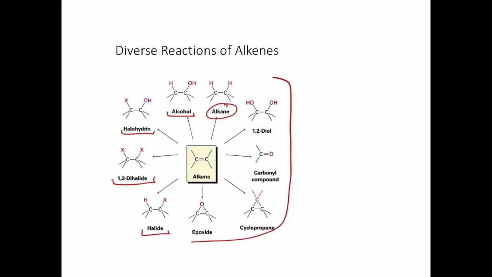Taking an alkene to a 1,2-diol. It's called 1,2 because the OH groups are on carbons 1 and 2. They're on neighboring carbons. Can we take the alkene to a carbonyl compound? How do we do that? Then can we transform the alkene into a 3-membered ring, a cyclopropane? And finally, can we transform it into something called an epoxide, which is a 3-membered ring containing an oxygen atom?